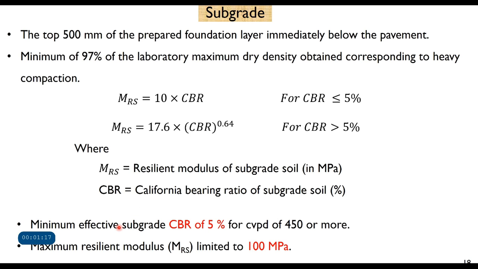When the subgrade is prepared using a material which is stronger than the top 500 millimeter of embankment soil, then it is important to estimate effective CBR, which will reflect the contribution of both of these materials. And the maximum resilient modulus of subgrade is limited to 100 MPa.